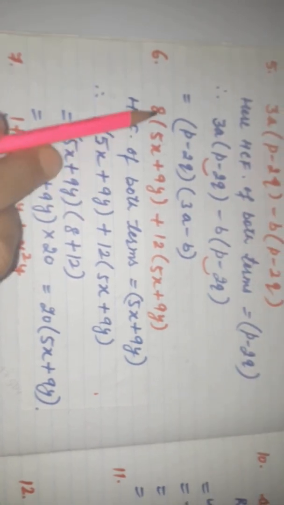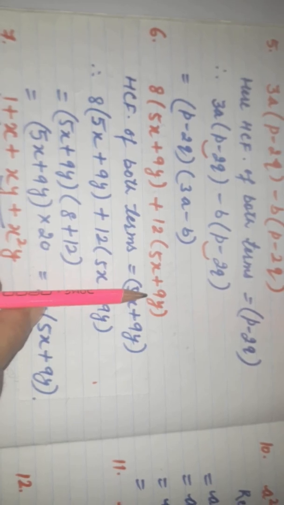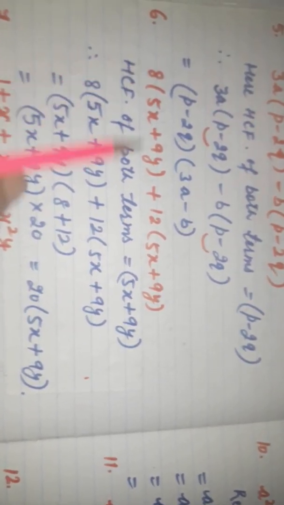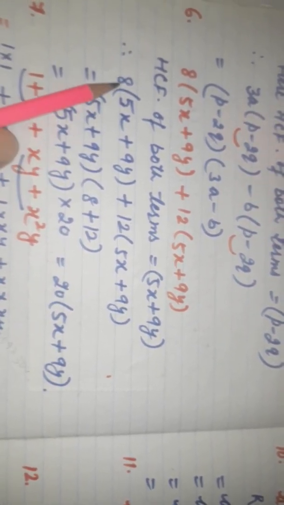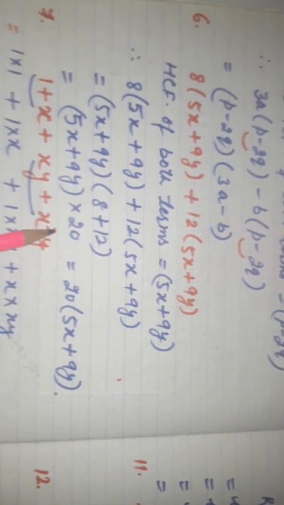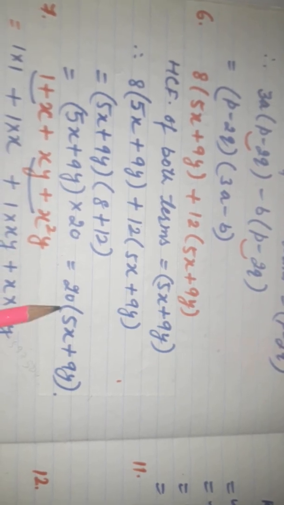Now in the next part, here is given 8 into (5x plus 9y) plus 12 into (5x plus 9y). So in this case, this binomial is common, but these are the constant terms. In case of constant terms, we will take only the common term, that is the HCF. So when we take it outside, we will get here 8 as it is, plus sign, and then 12. 12 plus 8 becomes 20, and 20 in the multiplication form of (5x plus 9y). So it is the factorized form of the given algebraic expression.